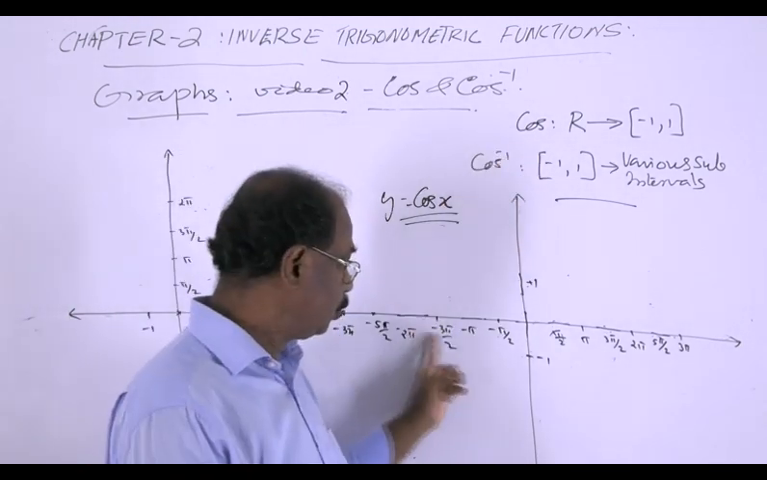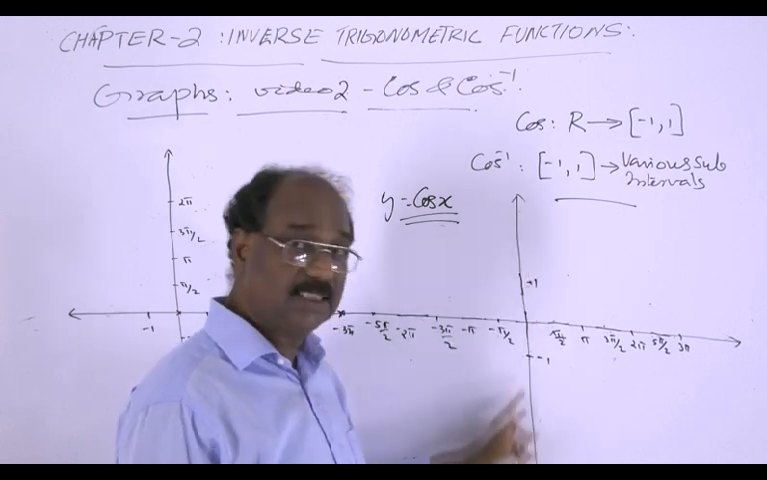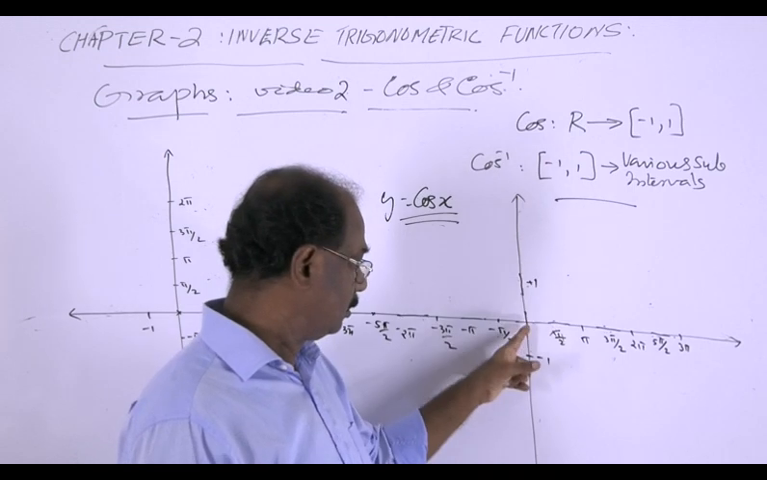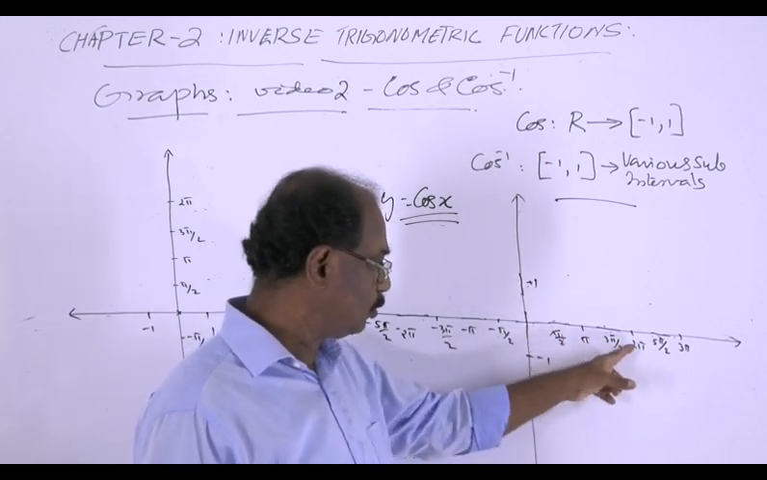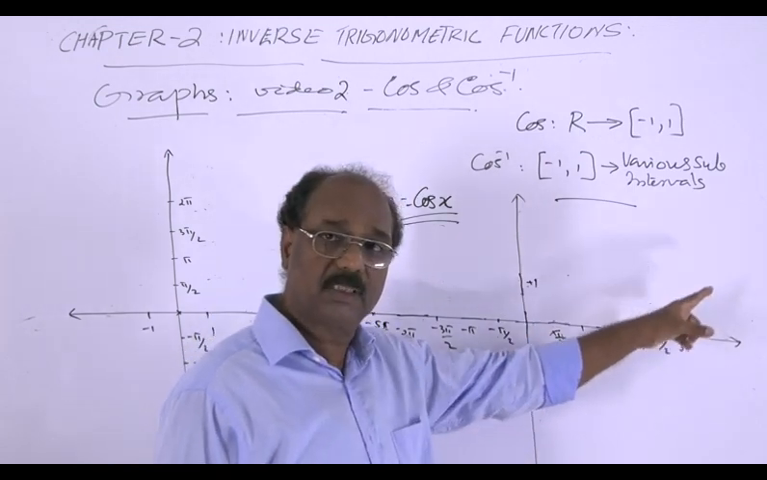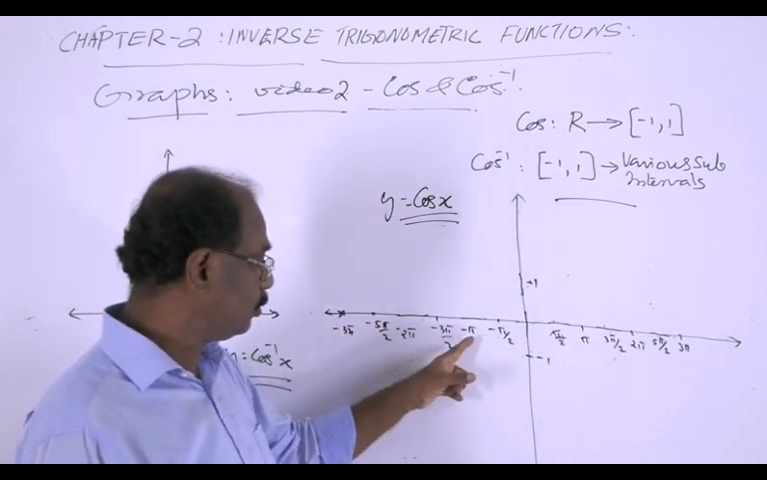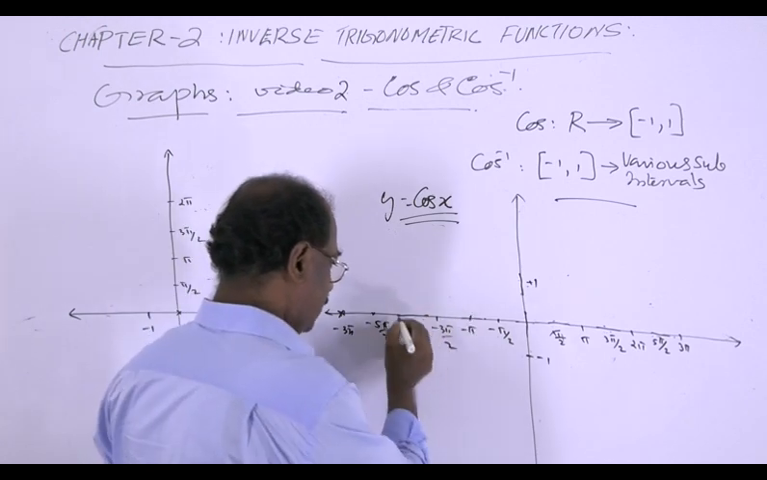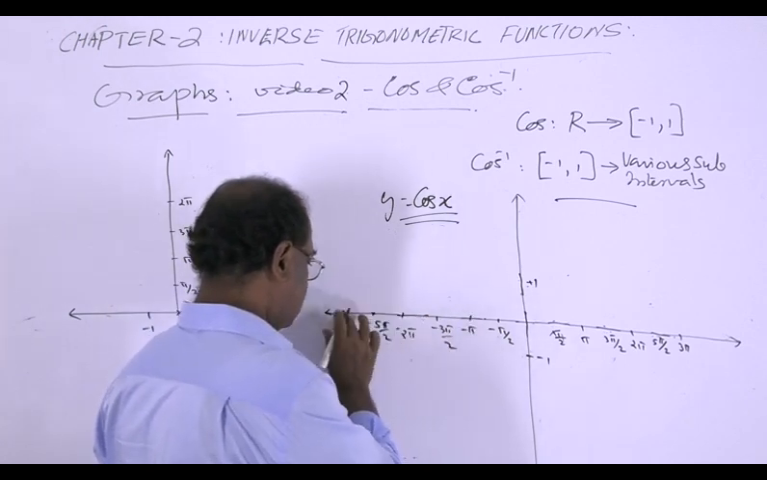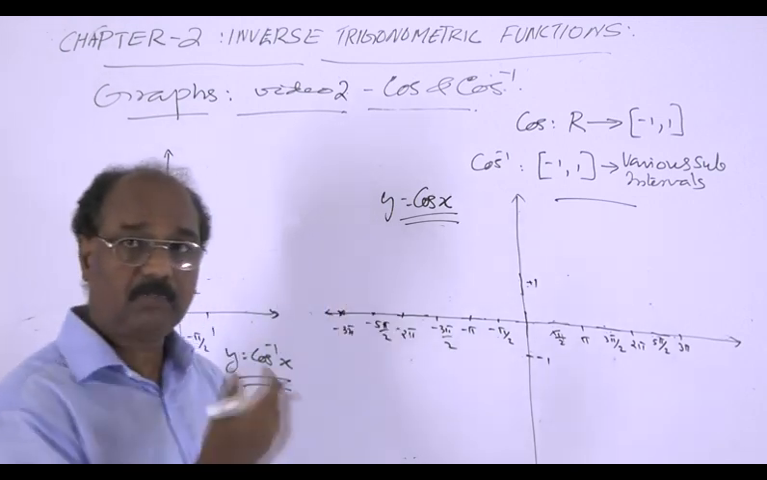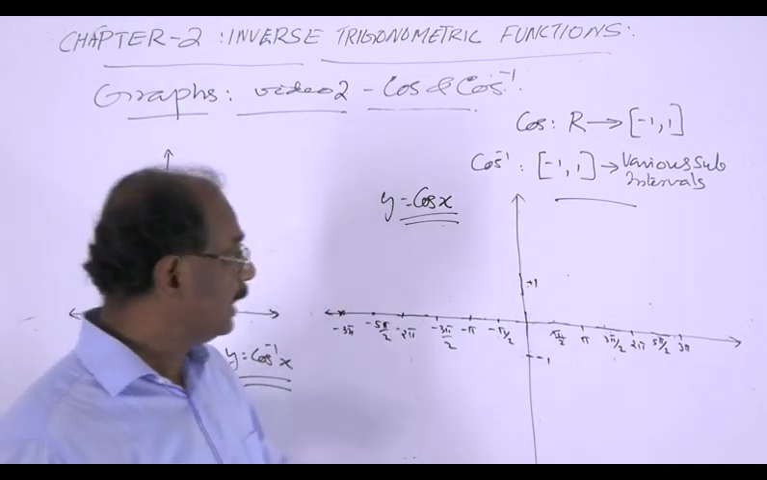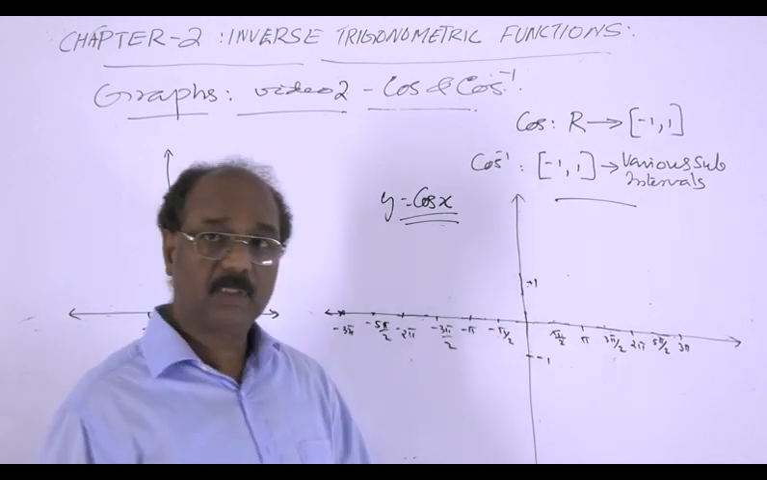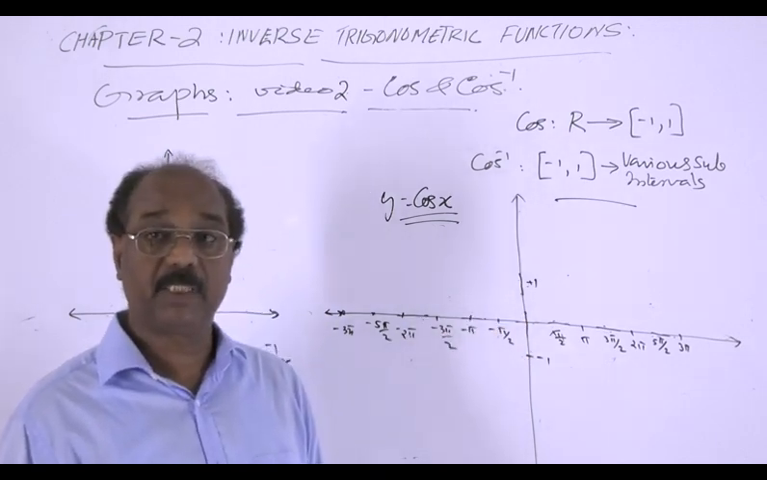We draw the two axes, horizontal and vertical. Along the horizontal axis, the points are 0, pi by 2, pi, 3 pi by 2, 2 pi, 5 pi by 2, 3 pi, etc. Towards the left, minus pi by 2, minus pi, minus 3 pi by 2, minus 2 pi, minus 5 pi by 2, minus 3 pi, etc. Along the y-axis, only 2 points are marked, minus 1 and plus 1.